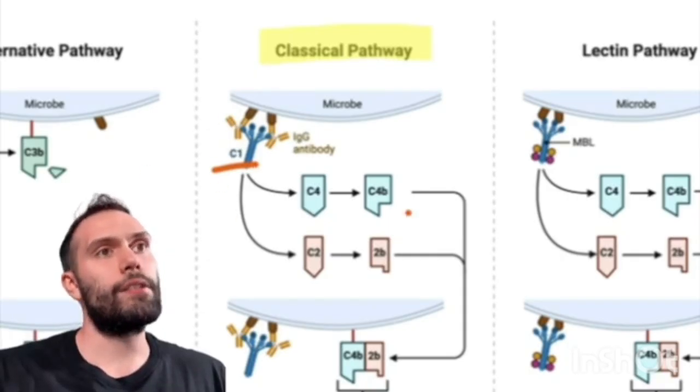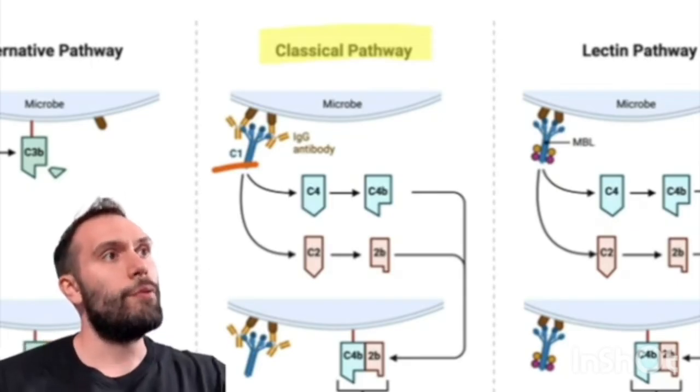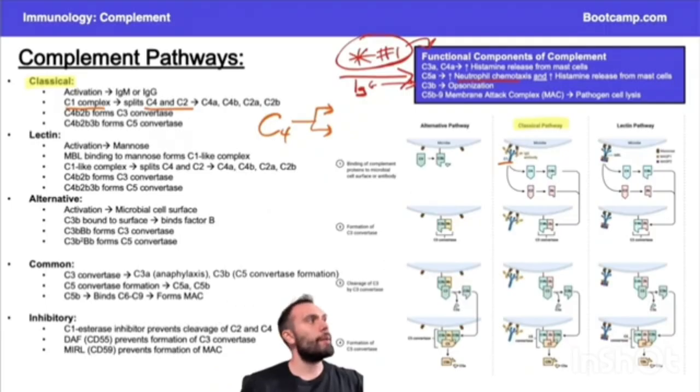So C1 complex is going to split C4 and C2. Okay, so you can see C4 here, you can see C2 here. It's essentially splitting them. And so one thing that I want to make clear here with complement, if we start with something, let's just say we started with C4, and if we split it, when I say we split it, what am I talking about? I'm talking about splitting into 2 components, okay?